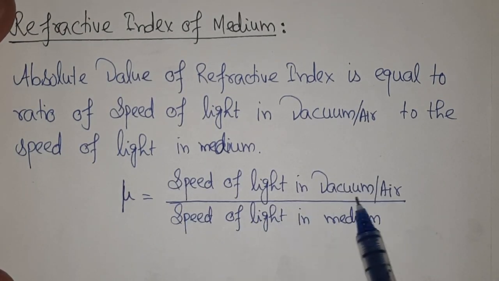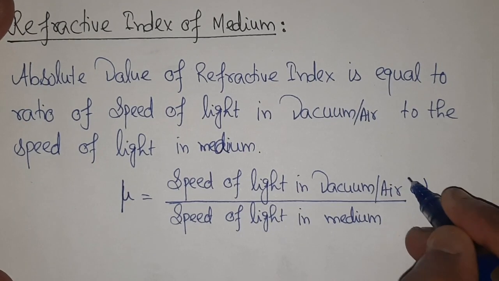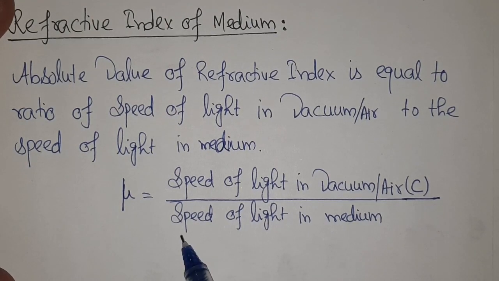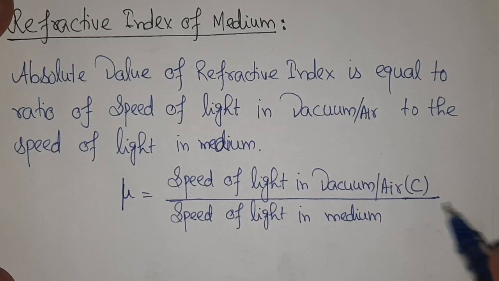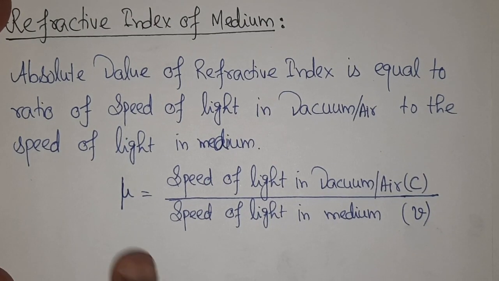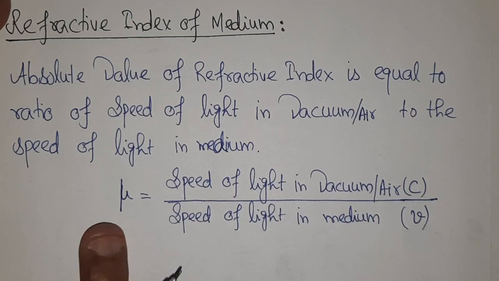Speed of light in vacuum or air, we write it by c, that is 3 × 10^8 meter per second. With respect to speed of light in medium, let that be v. It's okay. Like this we define the absolute refractive index of a medium.